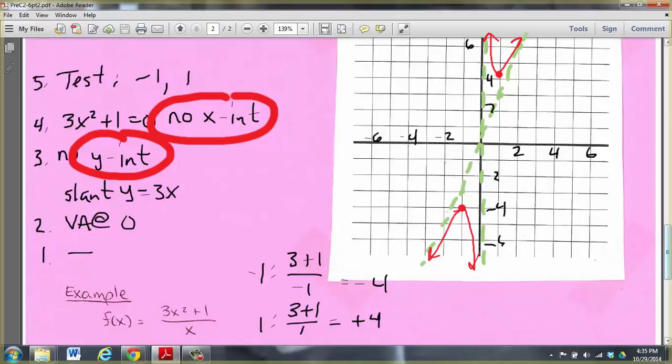Anyways, there's our examples for slant asymptotes. I will see you in class.